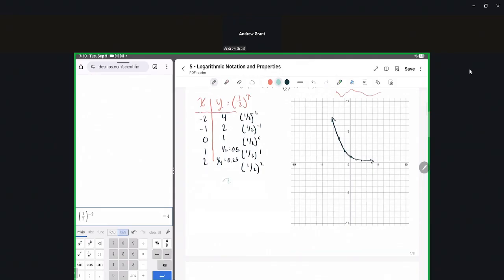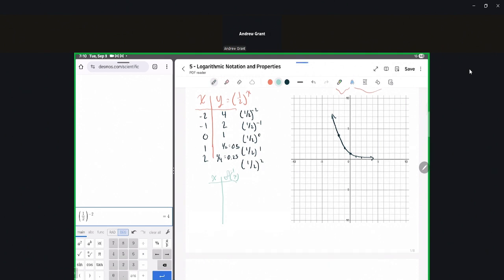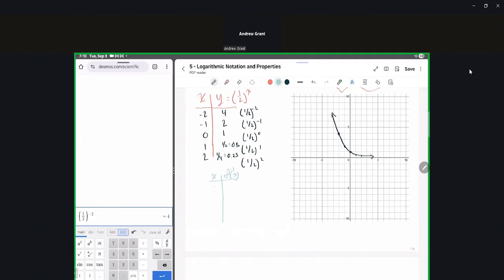And so now, if I want the inverse function, f -1 of x, all I need to do is to swap the position of the x and y values in the table that I previously found. So instead of -2, 4, that becomes the point 4, -2. -1, 2 becomes the point 2, -1. 0, 1 becomes the point 1, 0. 1, 0.5 becomes 0.5, 1. And 2, 0.25 becomes the point 0.25, 2.